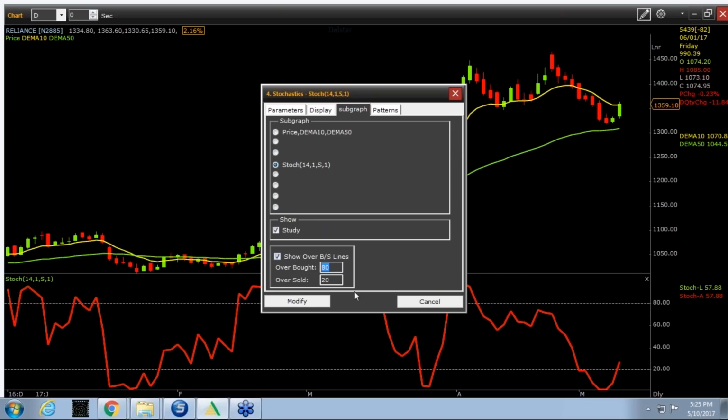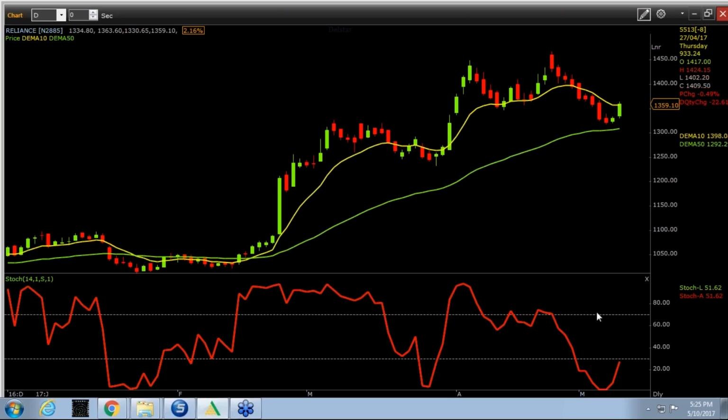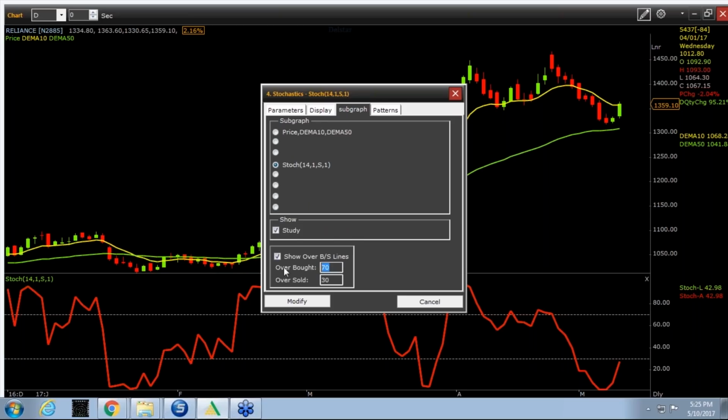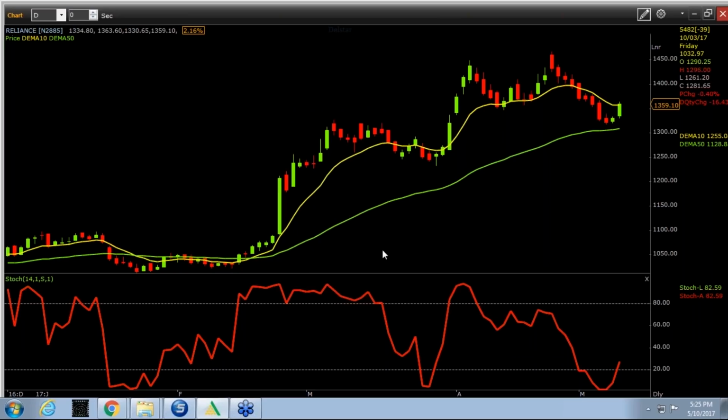You have an 80 and 20, but you can change it as well. You can go to subgraph, where you show overbought and oversold. Some people use 70-30, so they can do that. These dotted lines which you find are 70 and 30. But generally, those who want to take a position look at 80-20 also. So we'll leave it as 80-20.